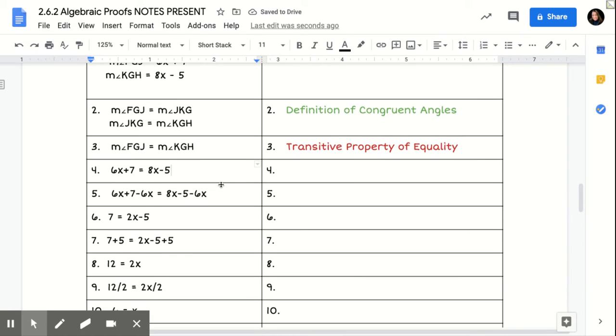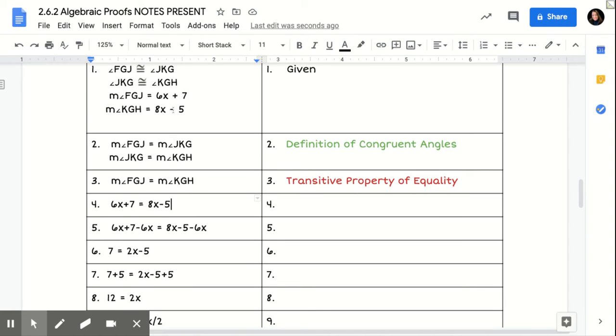Now the next statement says that 6x plus 7 is equal to 8x minus 5. Looking at the previous step, it tells me that the measure of FGJ is equal to the measure of KGH. So if I go back up and look, the measure of FGJ is 6x plus 7, so that was just replaced. And KGH is 8x minus 5, so again, that one was just replaced with what it's equal to. So this would be the substitution property.